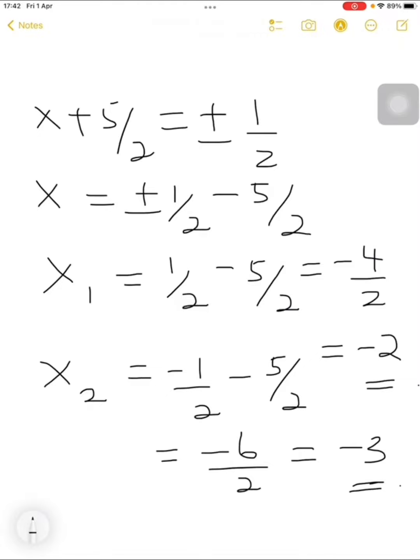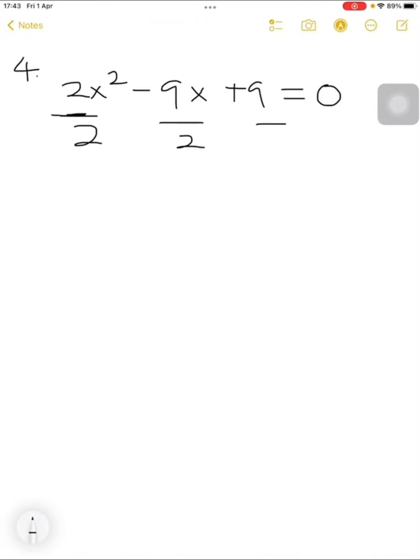Let's proceed to example number 4. So in example number 4, we have 2x² − 9x + 9 = 0. Just the same usual steps when solving quadratic equations using the completing the square method. Step number 1, check the coefficient of x squared. Is it 1 or not? It's not 1. The coefficient of x squared is 2, and therefore we have to divide everything by that coefficient because we have to make it 1.